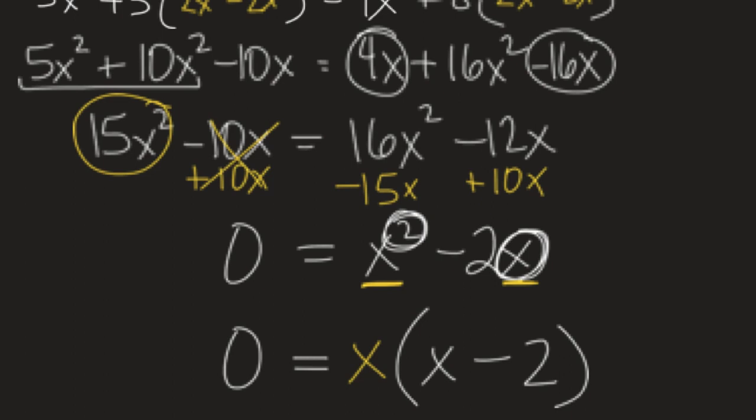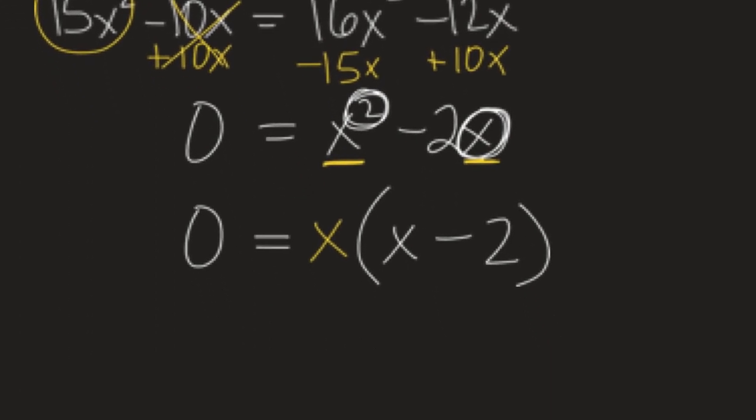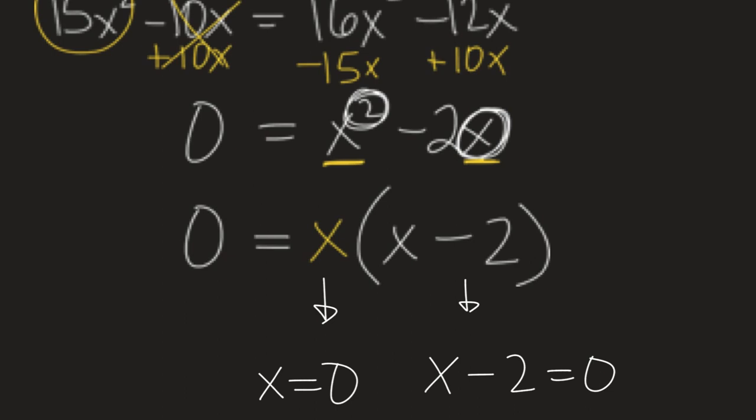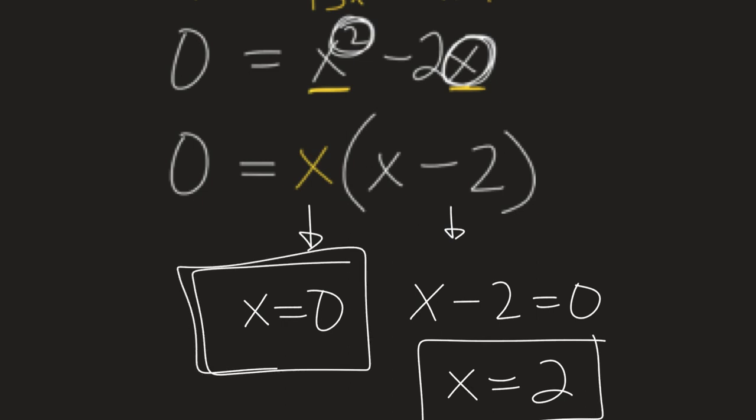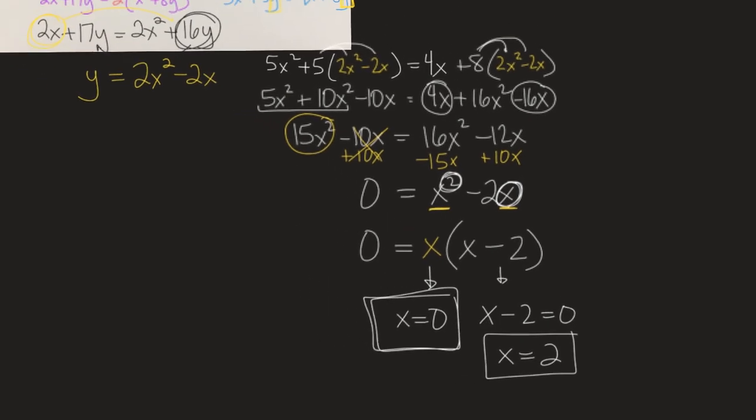But I still have the same idea: if I am multiplying two things together to give me 0, then either this has to be my 0 term, or this part needs to be 0. So I have two solutions to my problem. I have x equals 0, or I have x equals 2. Two solutions. But I'm not even done, am I?